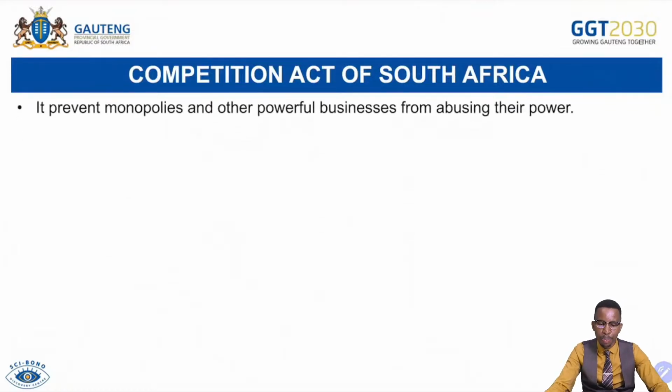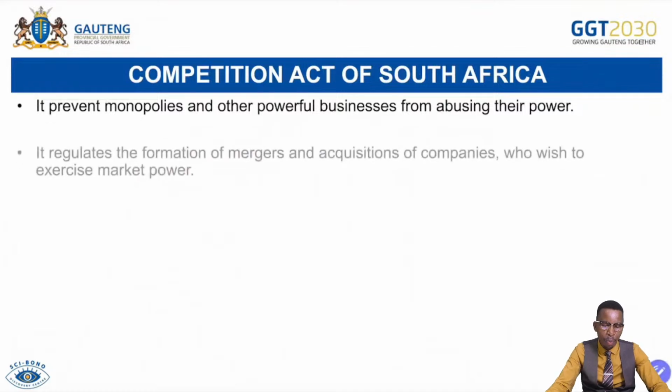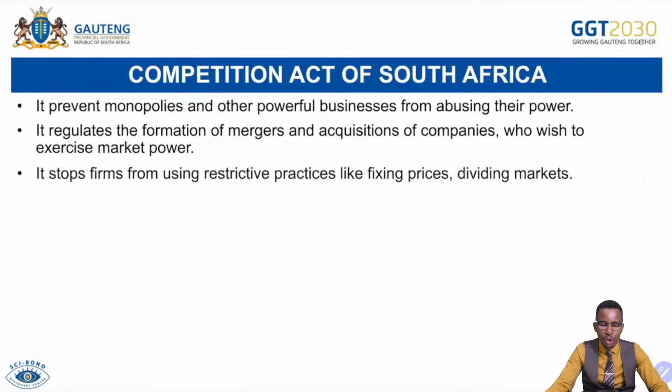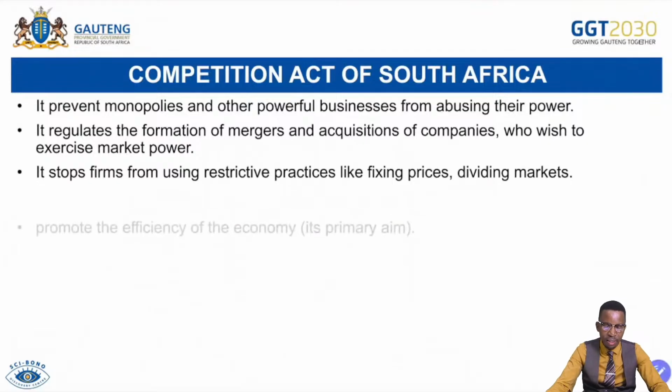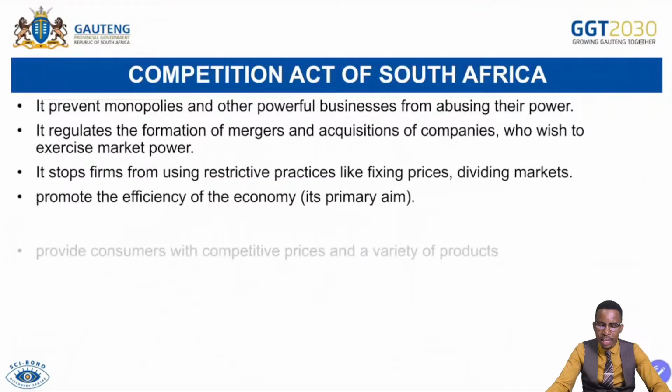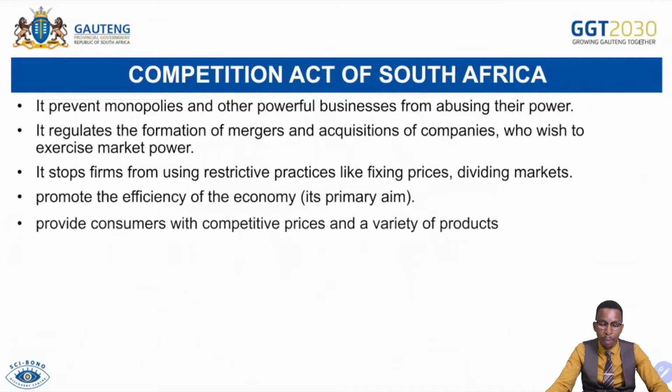Let's go to the Competition Act of South Africa. It prevents monopolies and other powerful businesses from abusing their power. It regulates the formation of mergers, takeovers and acquisitions of companies who wish to exercise market power. It stops firms from using restrictive practices like fixing prices and dividing markets. These are objectives. It promotes the efficiency of the economy. That's a primary duty of the Competition Act.